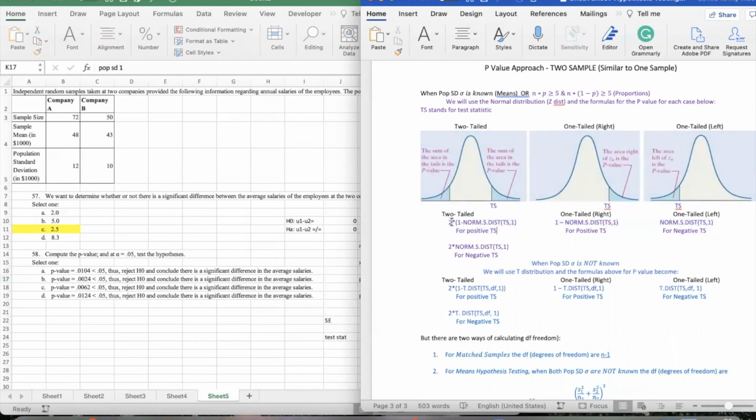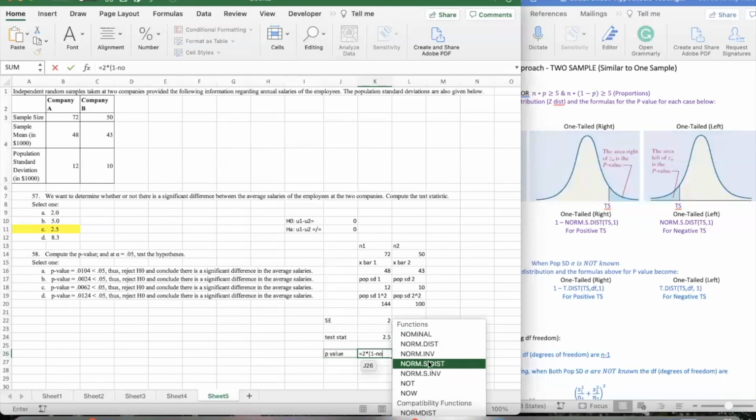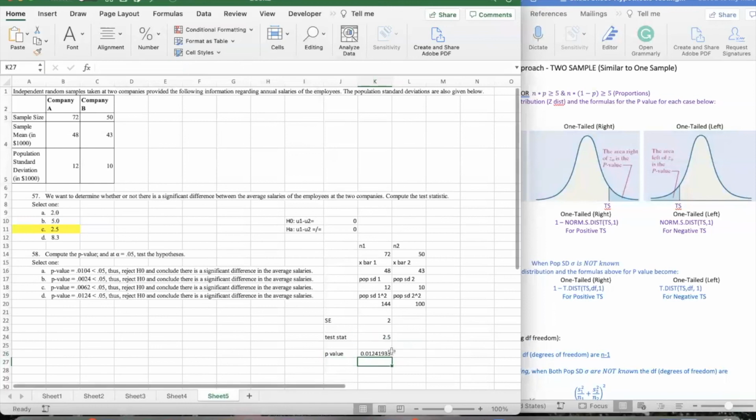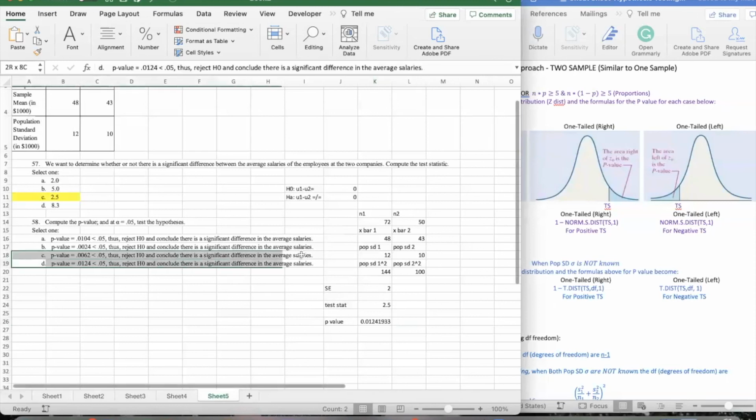So 2 times 1 minus NORM.S.DIST, test statistic, comma 1. So let's do that right here, our p-value. So we said it's going to be 2 times 1 minus NORM.S.DIST, test statistic, comma 1. And make sure you have the parentheses there. And there's our p-value. And since our p-value is less than alpha, our alpha is 0.05, we're going to say we reject. And so looking at our p-value here, this matches with this answer choice right here. So this is going to be our answer.